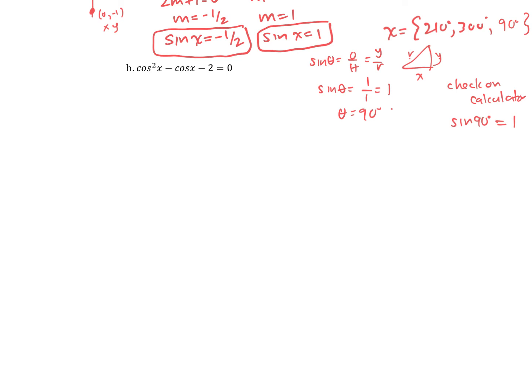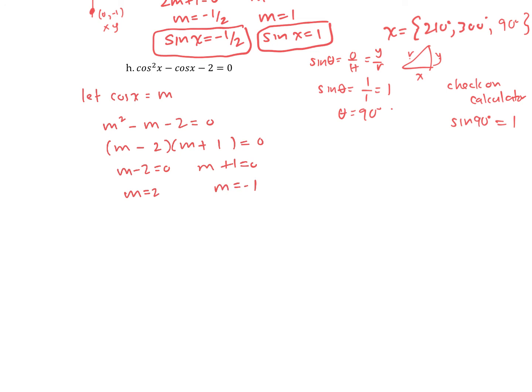Okay, let's do this question. So I'm going to factor it. I'm going to let cosine x equal m. So cos squared would be m squared, cosine would be m. I'm going to factor. It's a simple trinomial. Two numbers that multiply to get 2, and then add to get -1 would be -2 and +1. I'm going to solve the roots. So m equals 2, m equals -1, and then I'm going to put the cosine back. So don't forget to put cosine back or the answer does not make sense.